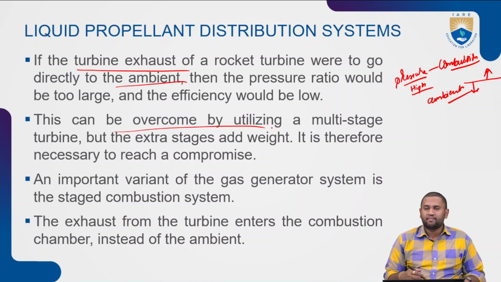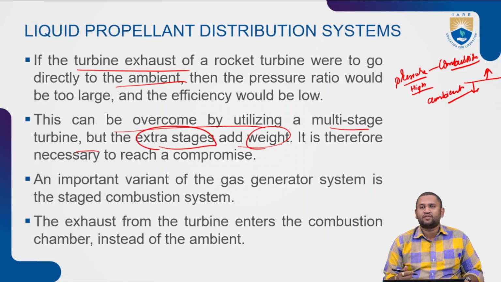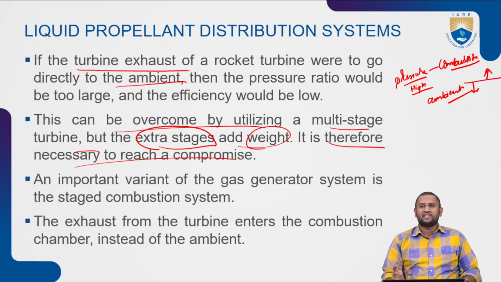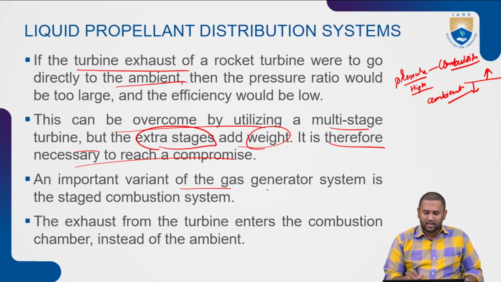This can be overcome by utilizing a multi-stage turbine, but as we add extra stages, it adds weight to the overall rocket, and it is therefore necessary to reach a compromise between the stages as well as the multi-staging of the turbine. An important variant of a gas generator system is the staged combustion system. The exhaust from the turbine enters the combustion chamber instead of ambient.